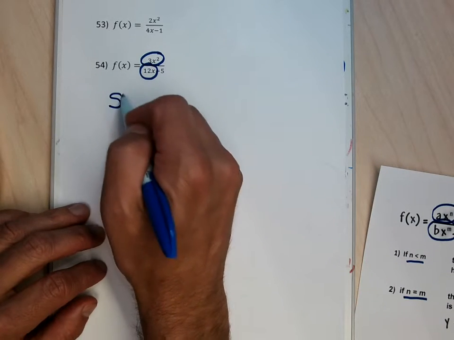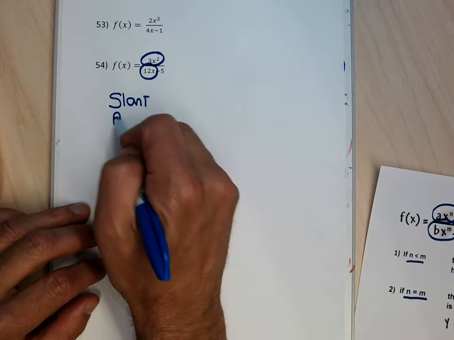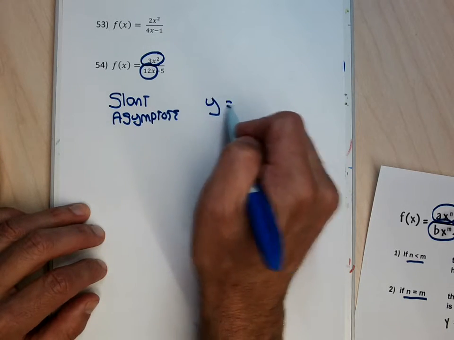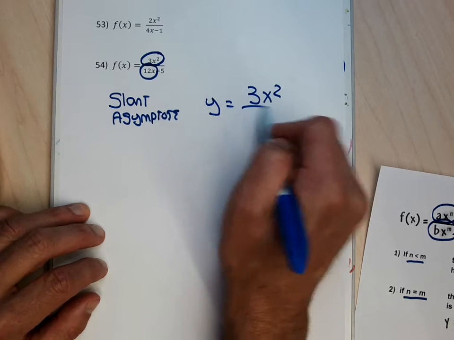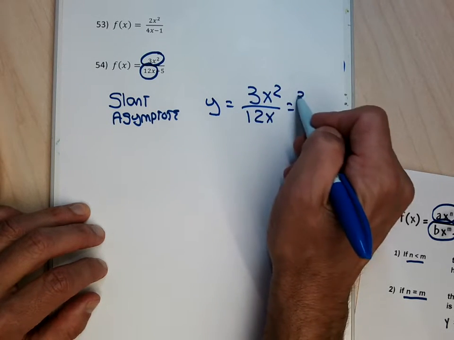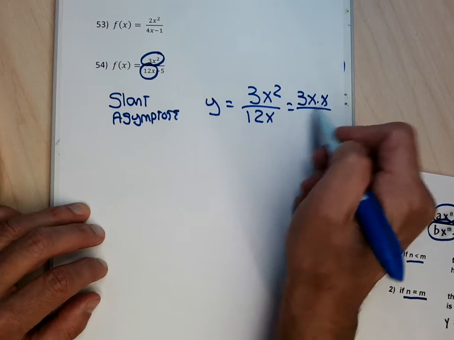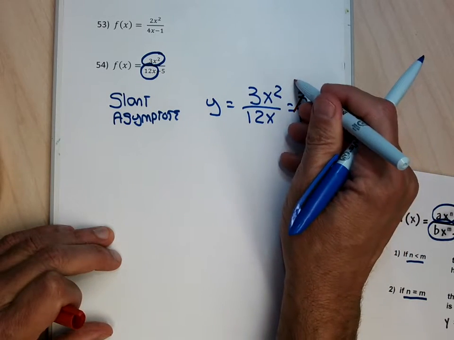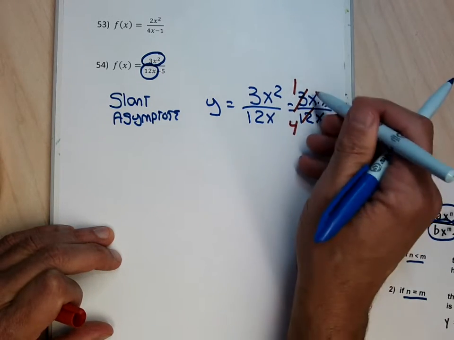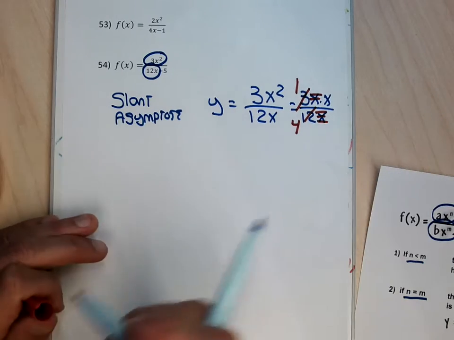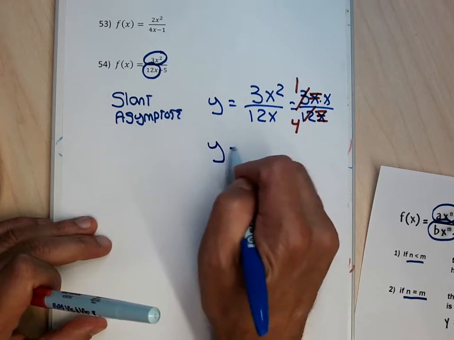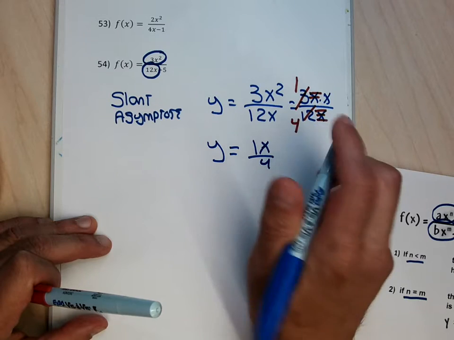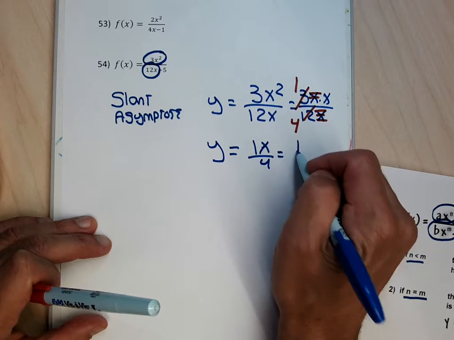So for 54, my slant asymptote can be found by writing y equals 3x squared over 12x. I'm going to consider that 3x times x over 12x. I'm going to reduce the 3 and the 12. 3 divided by 3 is 1. 12 divided by 3 is 4. And I'm going to cancel one of the x's. And I'm going to get, for an answer, y equal to 1x over 4 for my slant asymptote, which is the same as 1/4 x.